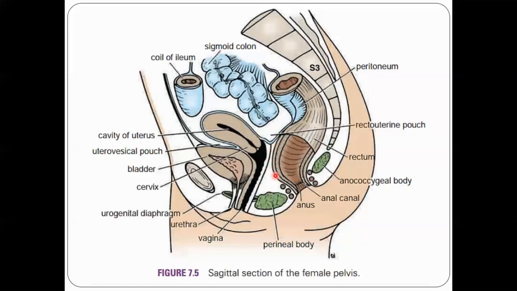Here the recto-uterine fascia and the ampulla of the rectum. And the lower part is related to the perineal body between the vagina and the anal canal.